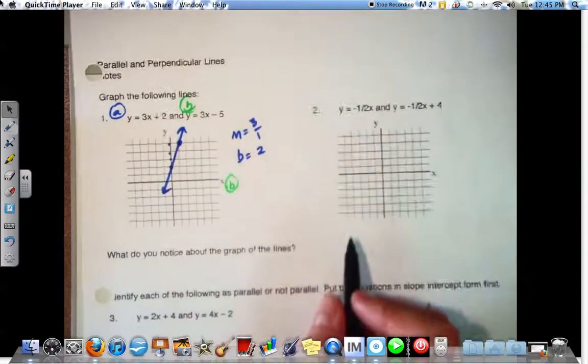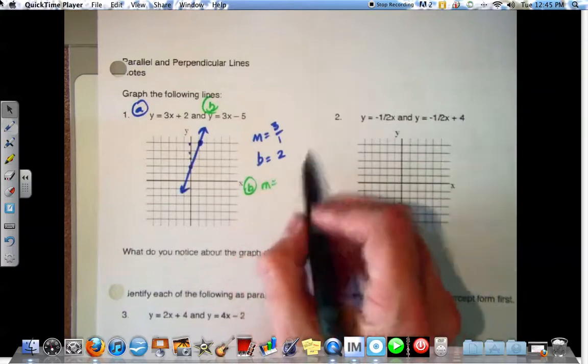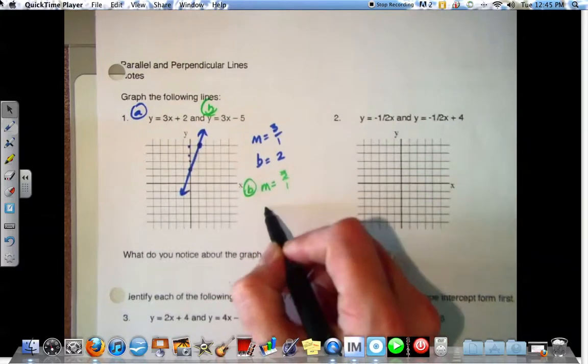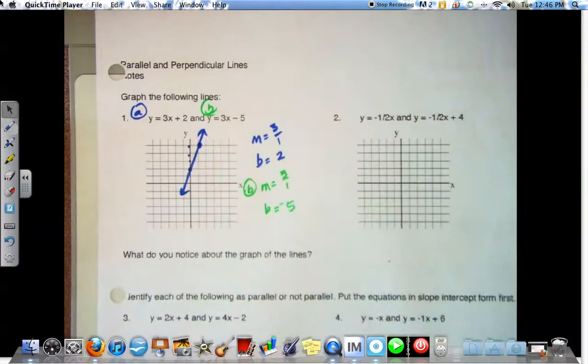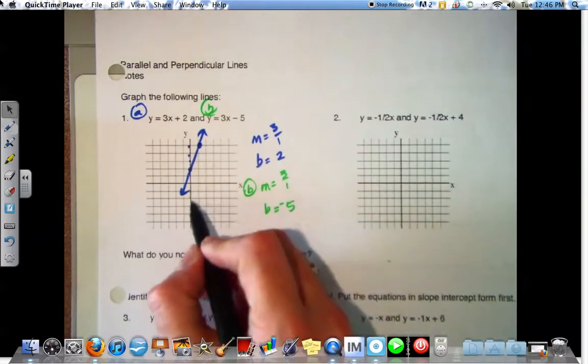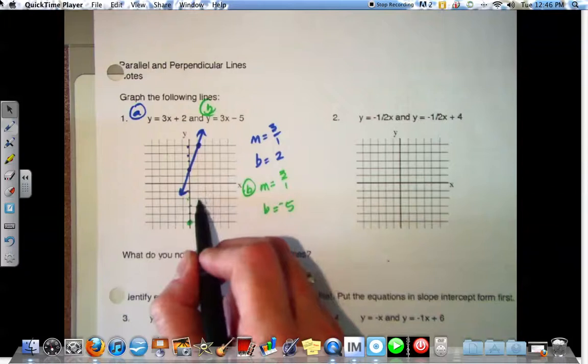All right, second line, y equals 3x minus 5. What is our slope? 3. What's our y-intercept? So down 1, 2, 3, 4, 5, and then up 3, and over 1.